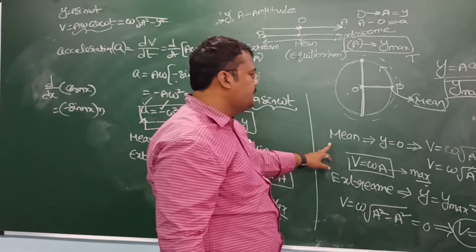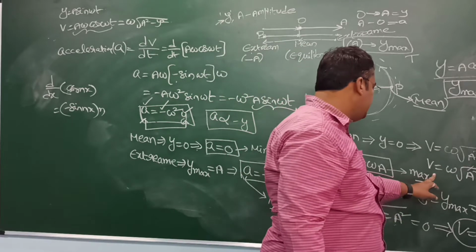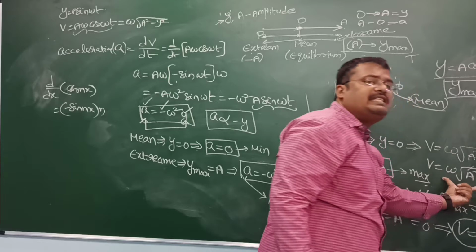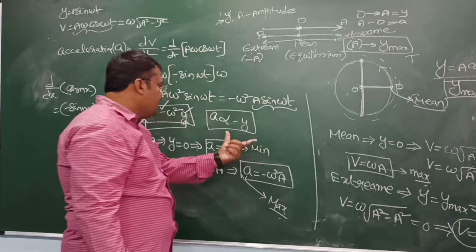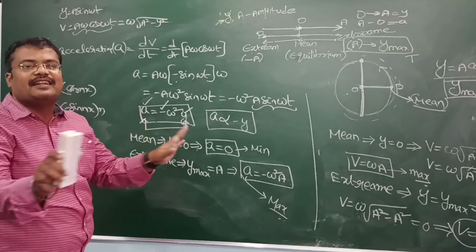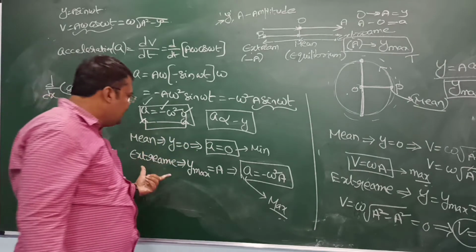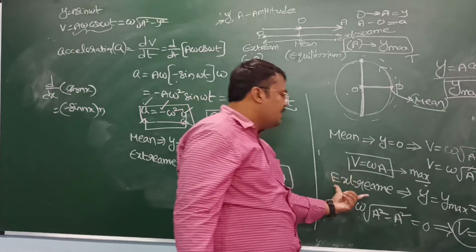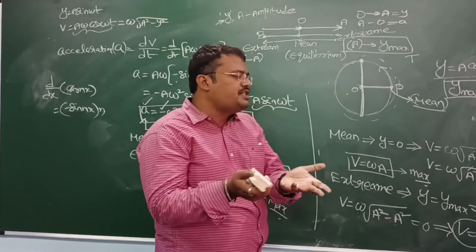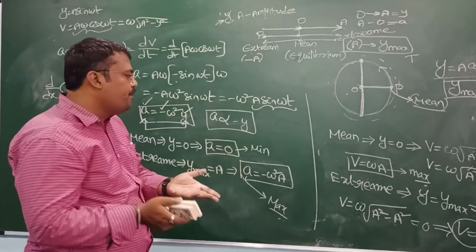At the mean position, y is equal to 0, and velocity is maximum. In the mean position, velocity is maximum, but there is no acceleration. And in the extreme position, observe the velocity. The velocity is minimum.